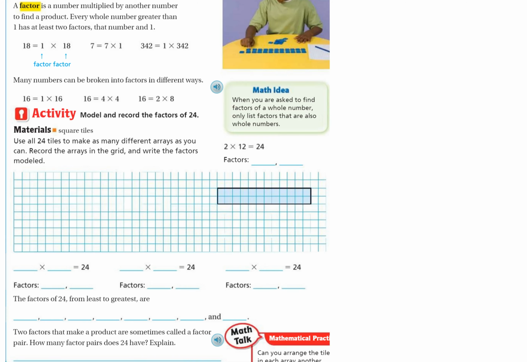All right, welcome to math again. Math time. All right, we are on page 201 in the Big Math book. This is chapter 5, lesson 1, and it's actually a little kind of review.